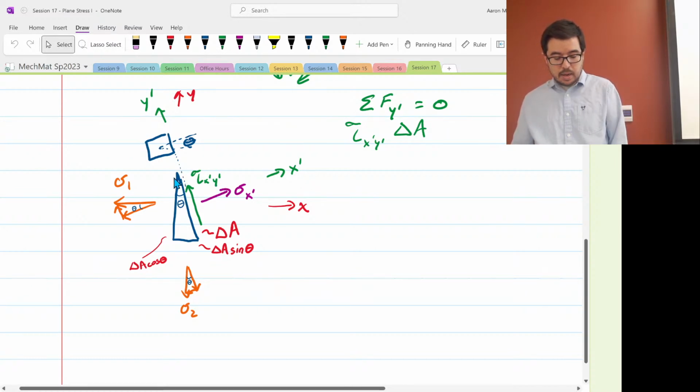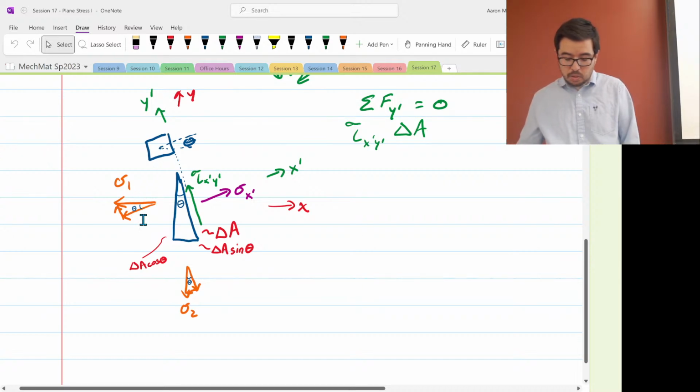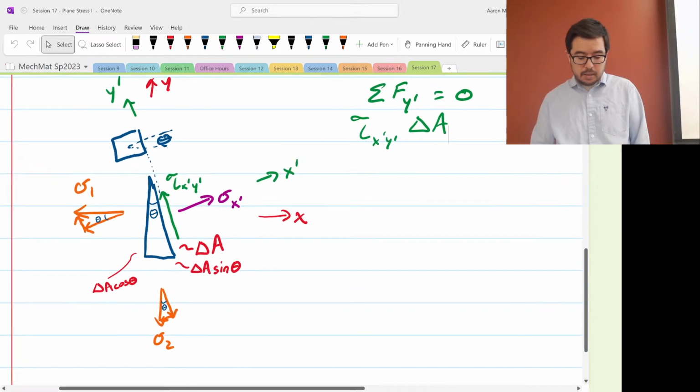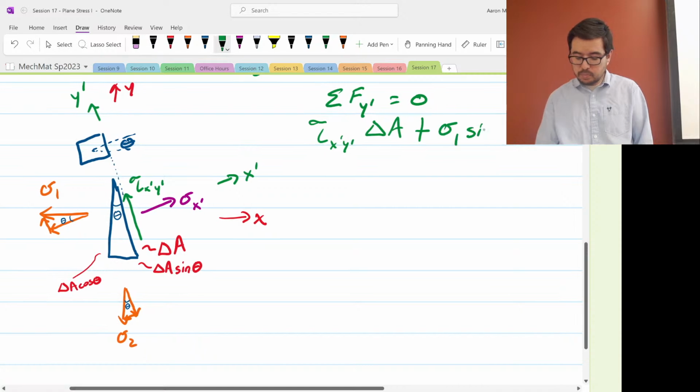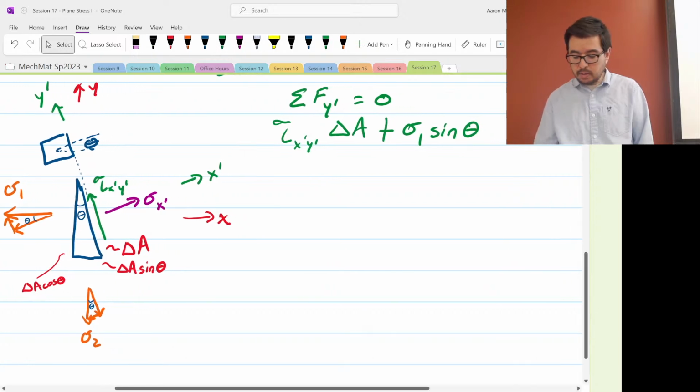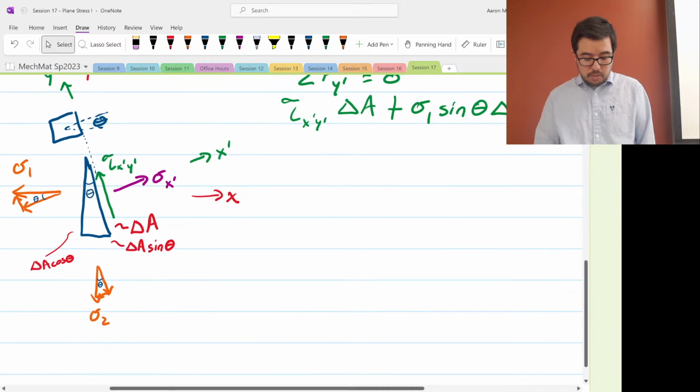Now from here, usually I pick a face, and then I look at the forces I have on that face. So here, let's go to the delta A cosine theta face, this one. I have a sigma 1, and I need a component that's acting in the y prime direction, this direction. It's going to be this little sliver out here, and that is going to be a sine of this angle here. Is it going to add or subtract? Well, the arrow is going in the same direction as tau x prime y prime, so this is going to add. And it's acting on the delta A cosine face, like that.